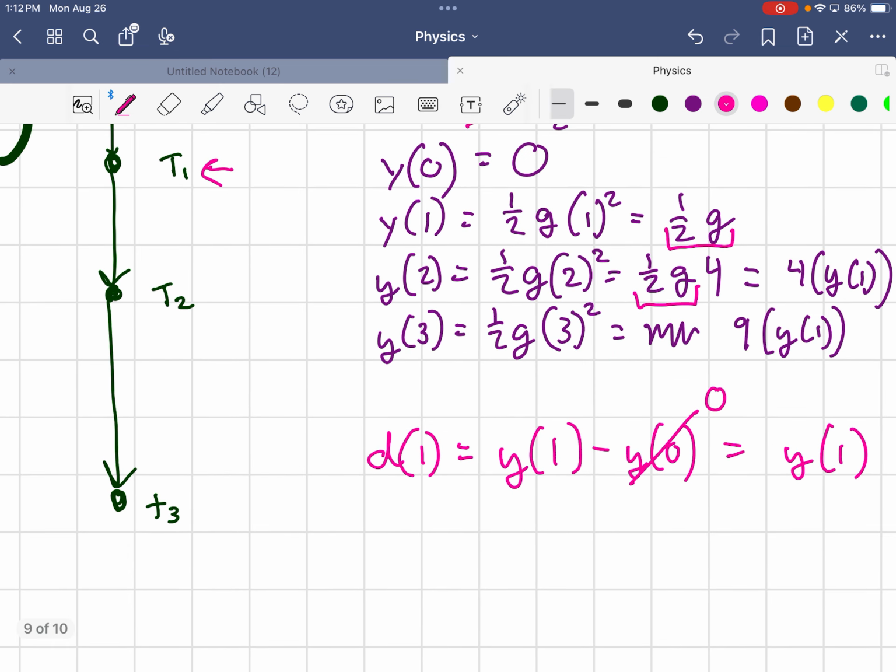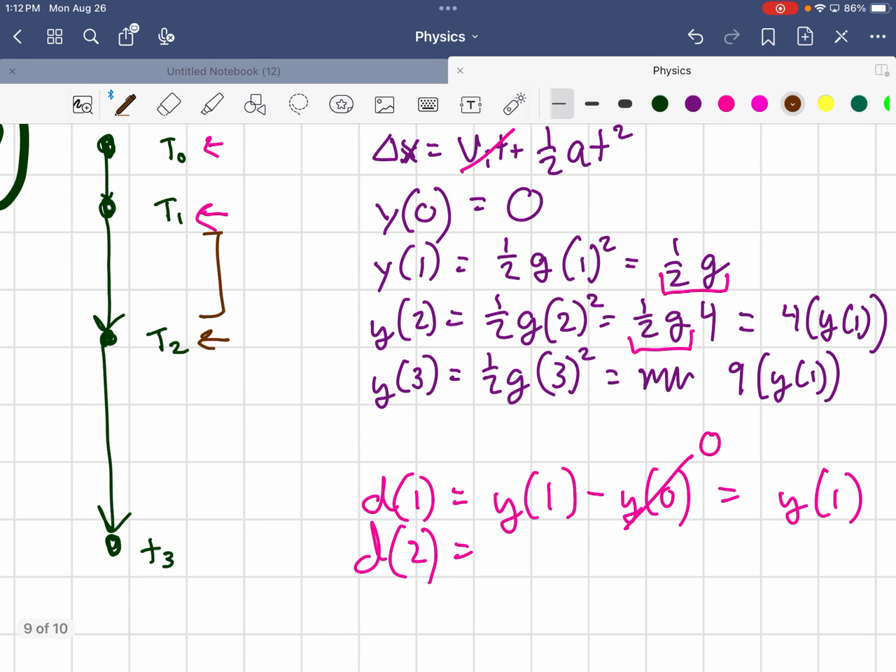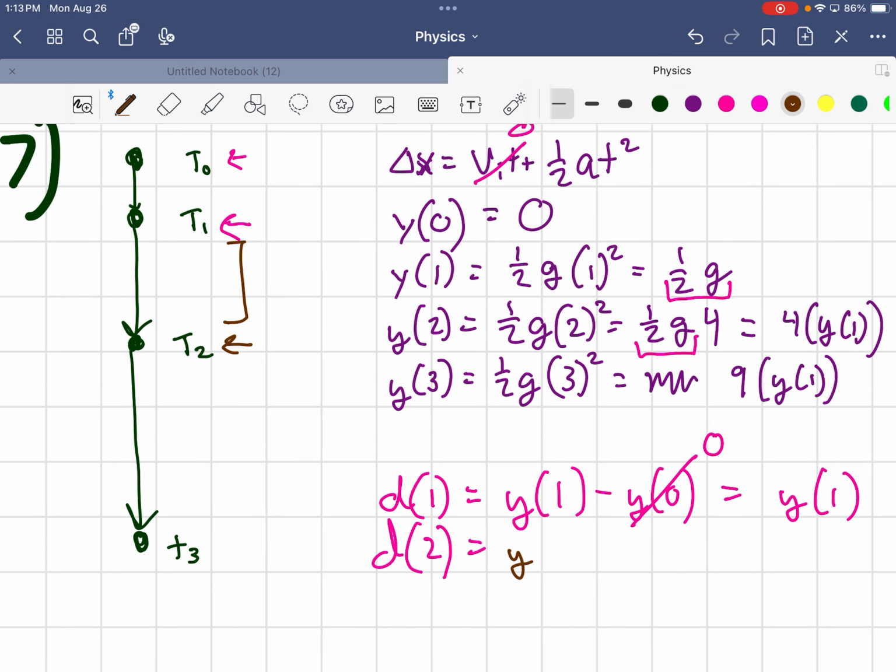So let's do this again at 2 seconds. Okay, so now we want this distance. Well, actually, this distance right there. So in order to find that, we need the position at T2 minus the position at T1. Does that statement make sense? Okay, so that's what we'll do. We're going to say y of 2 minus y of 1.